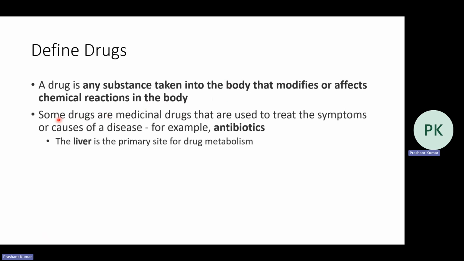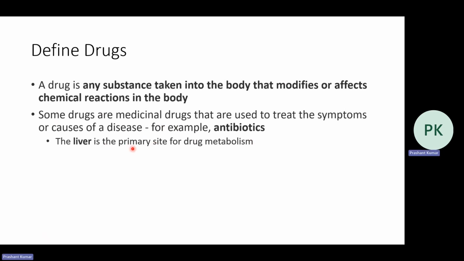Next, some drugs are medicinal drugs, right? Some have a medicinal effect like turmeric, neem, ginger. These have antibacterial property and they have a medicinal purpose. Some drugs are medicinal drugs that are used to treat symptoms or the cause of a disease, like antibiotics.